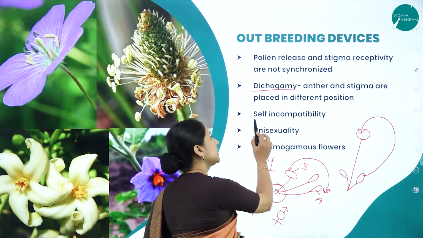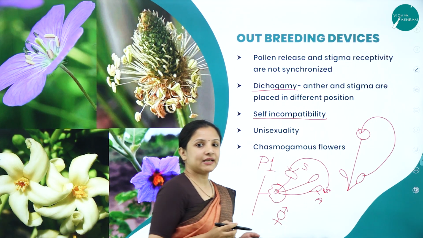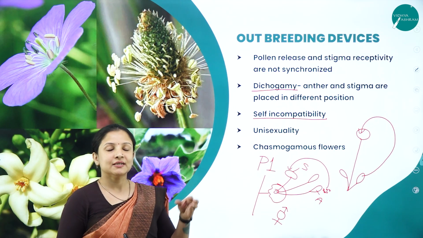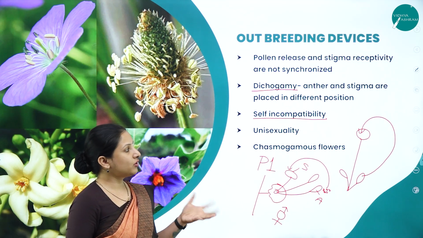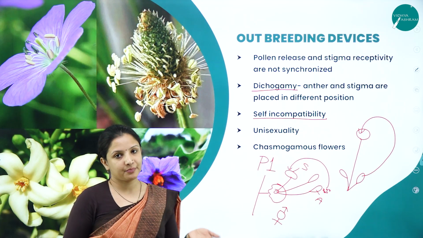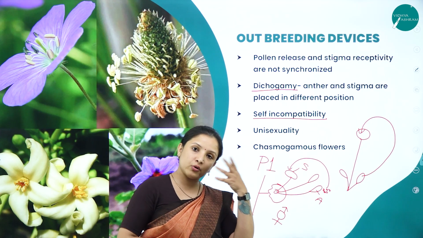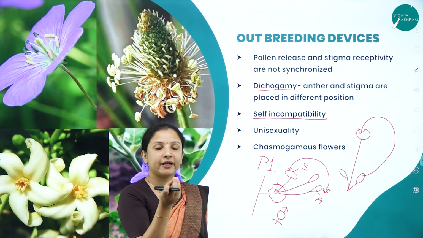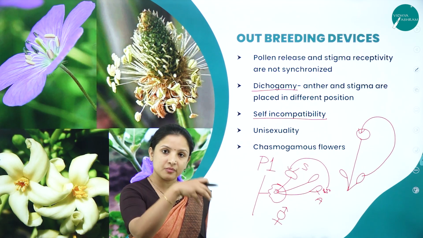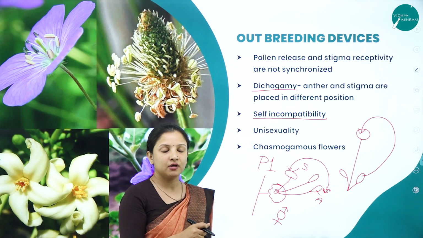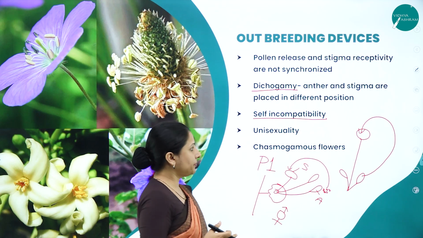Next is self-incompatibility. What does self-incompatibility mean? Sometimes two flowers will be there, but the pollen grains will not be compatible with the stigma. Though it may fall on the stigma, the stigma might produce certain substances which will prevent the pollen grain from germinating on that stigma itself. So like that, they'll show incompatibility.